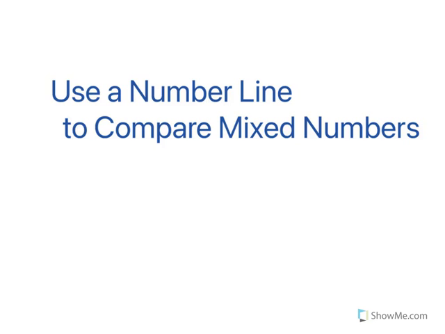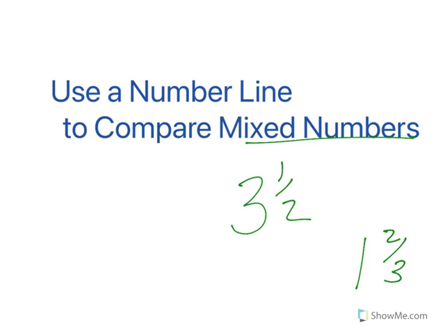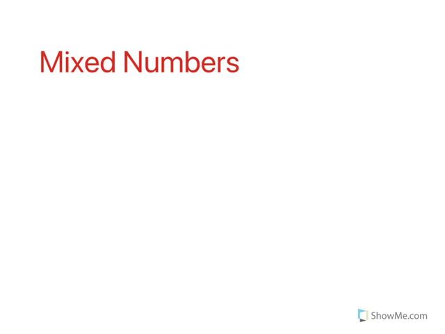Let's use a number line to compare mixed numbers. Now remember that a mixed number is like 3 1/2 or 1 2/3. We have the whole number part and a fraction, and that's what makes it a mixed number. So there you go, mixed numbers.